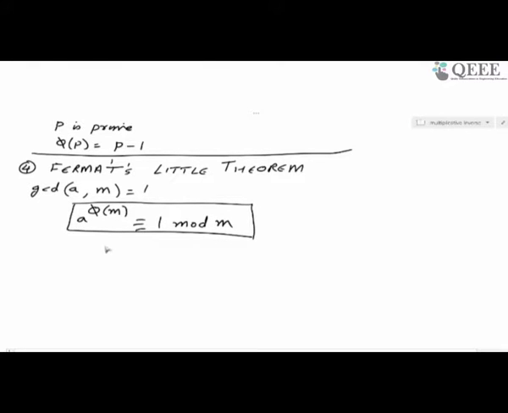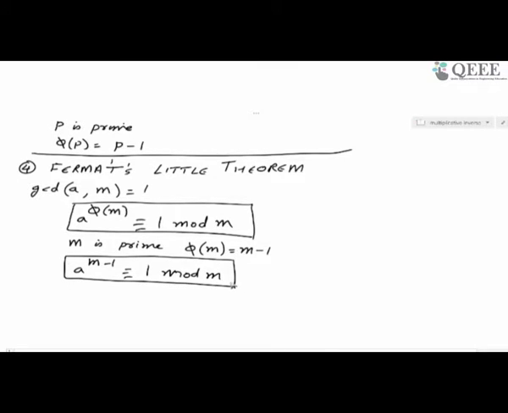And as we've seen earlier, if M happens to be prime, then phi of M is equal to M minus 1. So A to the power of M minus 1 is congruent to 1 mod M. Right? So this is possibly the most important theorem which we'll be actually using several times today.